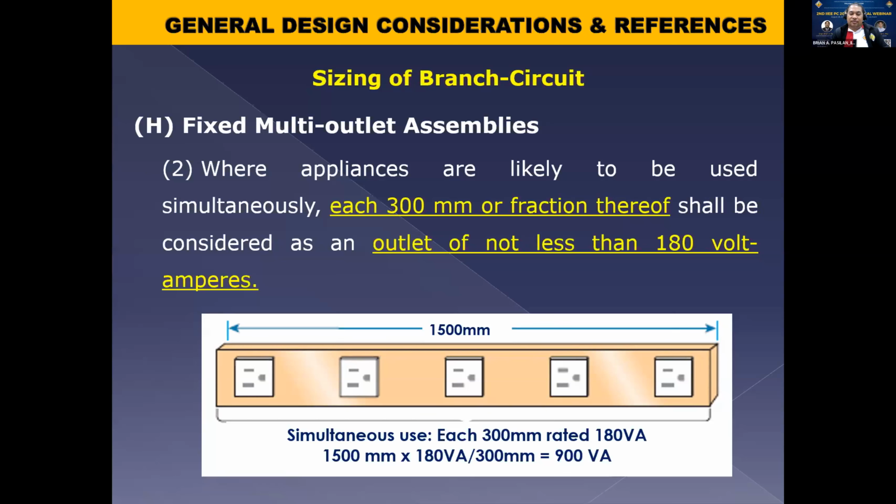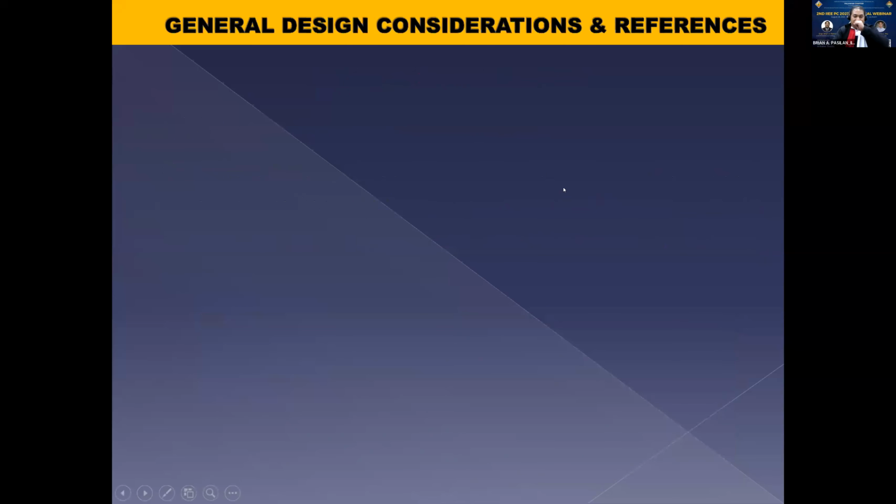So meaning to say, kung may 1,500 mm ka, divide mo yan: 1,500 times 180 divided by 300 mm. So the total demand mo yan is 900 VA, mas malaki na compared doon sa 180 volt amperes kasi magkasabay na yung gamit niya. So ito lang yung pagtutunan natin, na each 300 mm, yung treatment niya is 180 volt amperes, not the whole 1.5 m. So mas conservative na ito. Okay, this is for fixed multi-outlet assemblies.